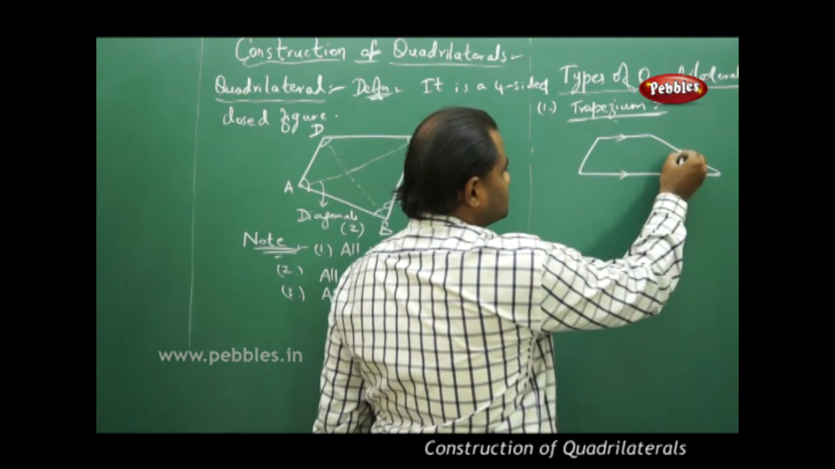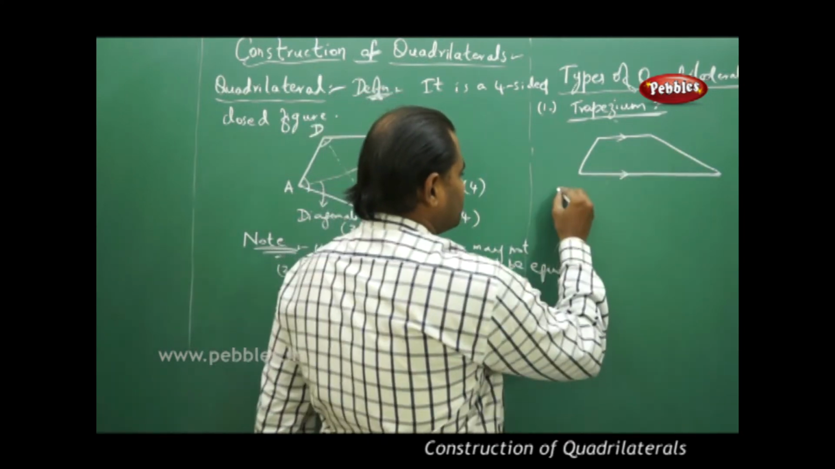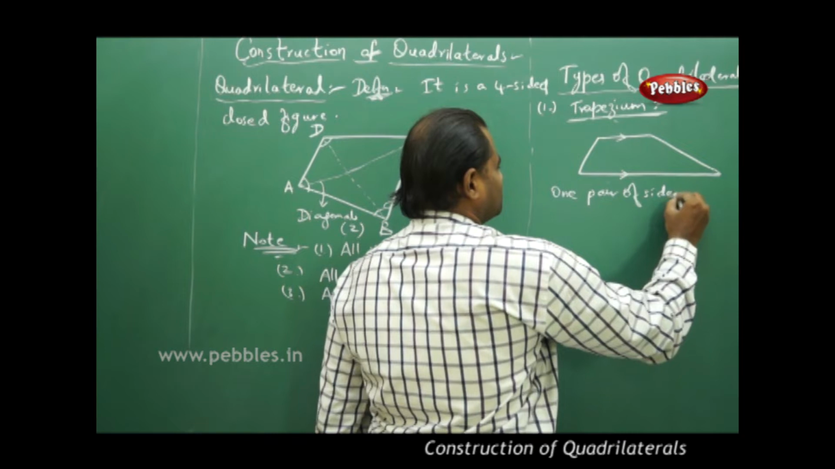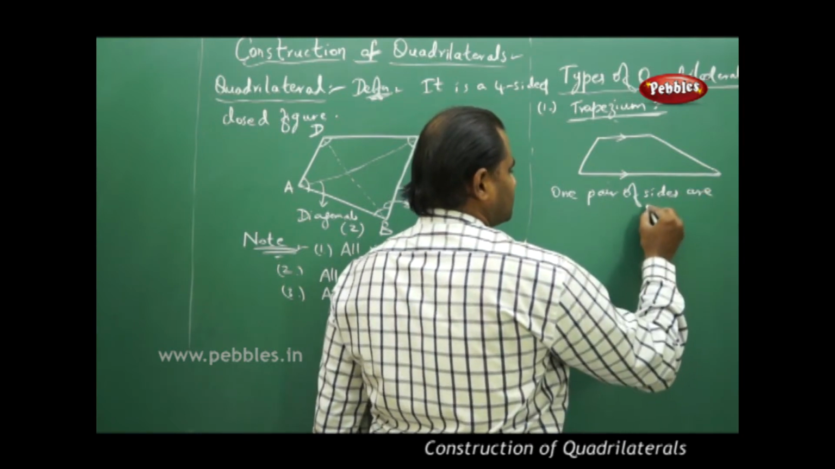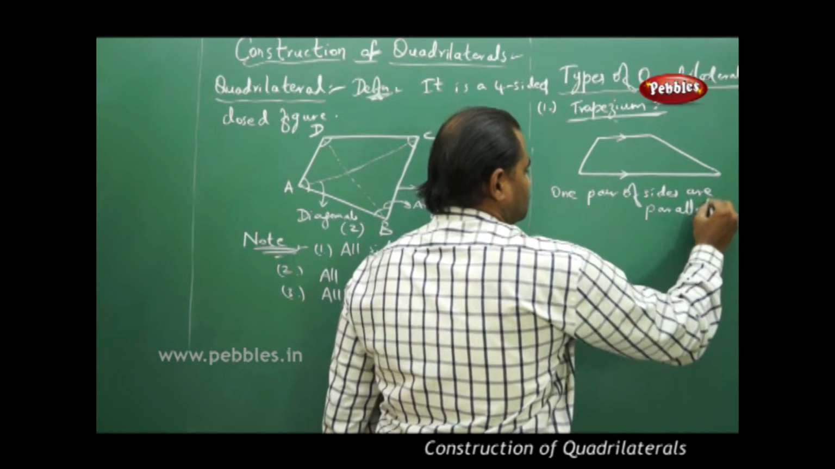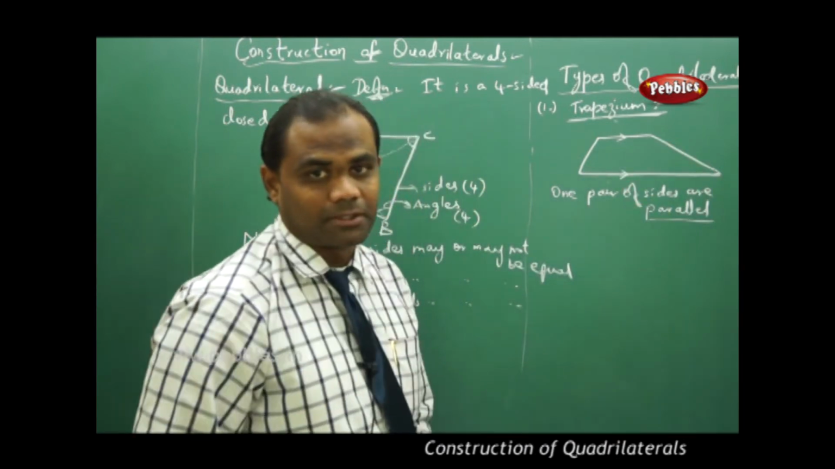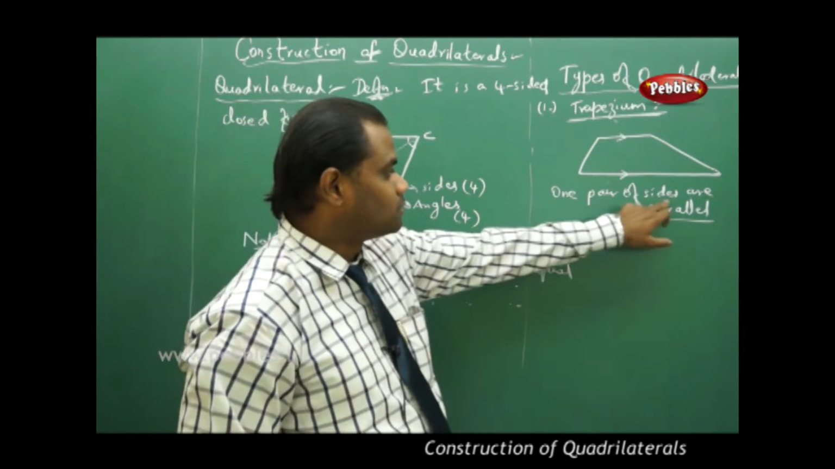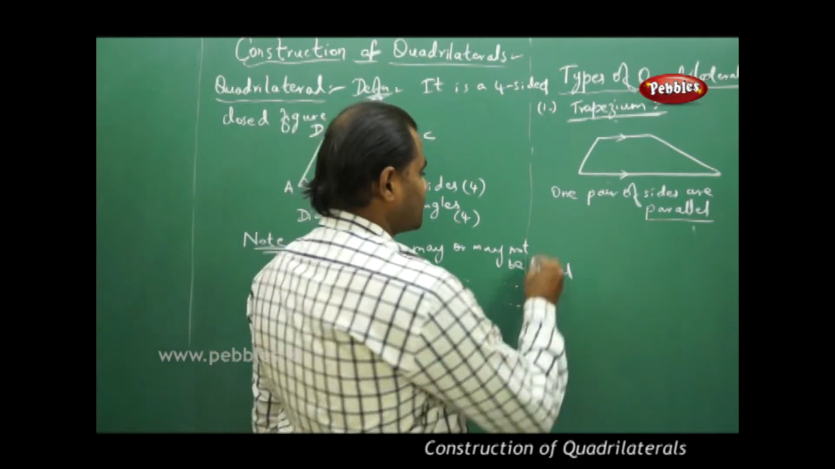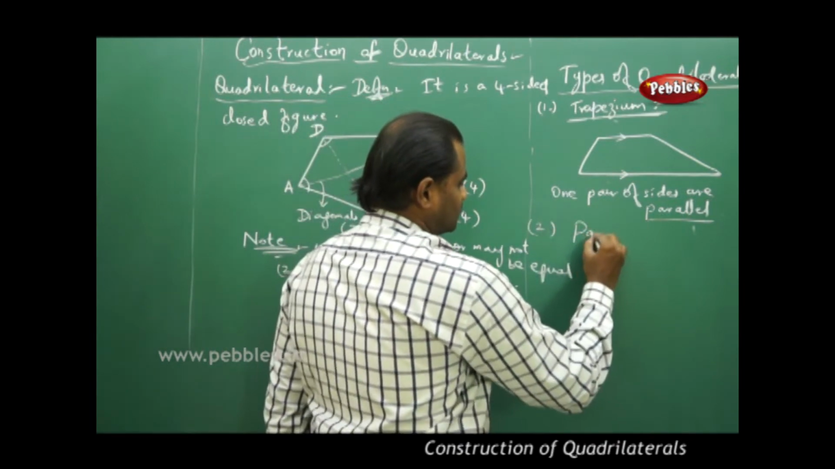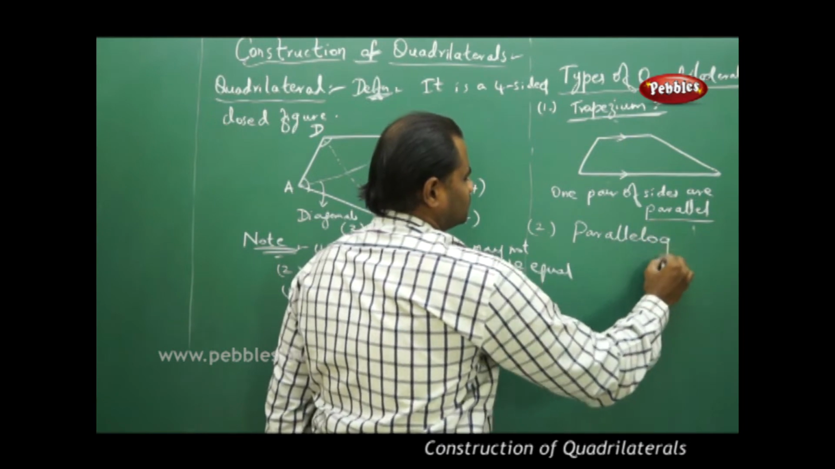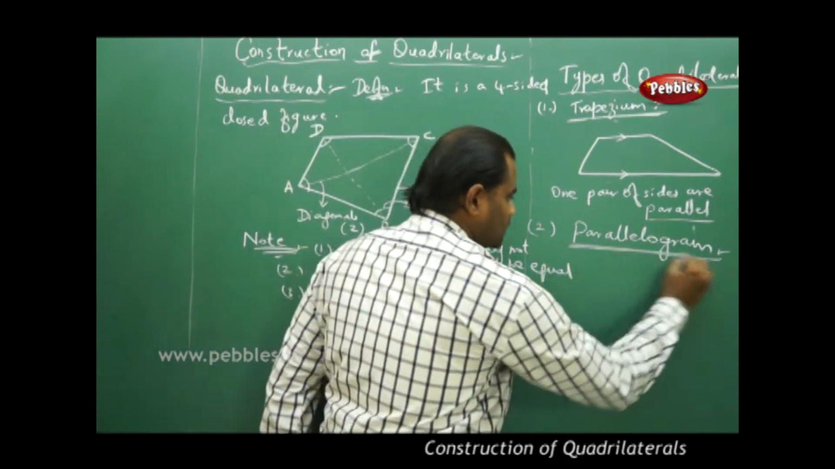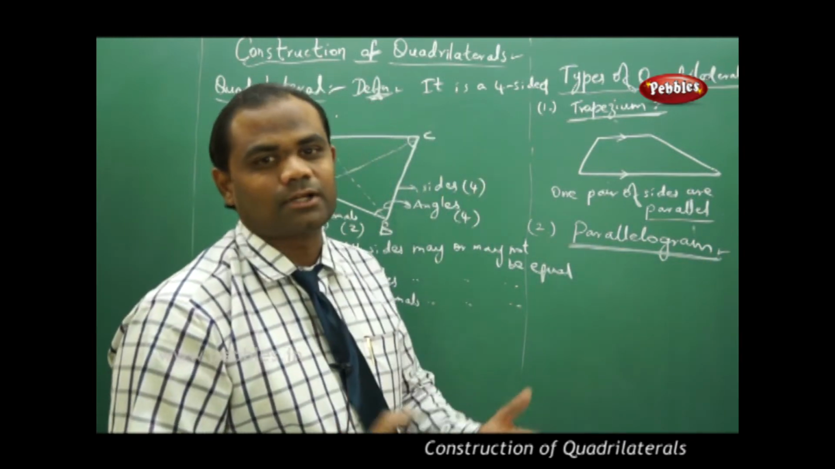So this is one of the pairs which is parallel, which makes this a trapezium. Now identify that this and this are not parallel. So for a trapezium, one pair of sides must be parallel. That is the condition for trapezium. Yes. So this is a quadrilateral which is a trapezium in which one pair of sides are parallel. Next, my second type of quadrilateral is called parallelogram. So a quadrilateral is called a parallelogram if two pairs of sides are parallel.